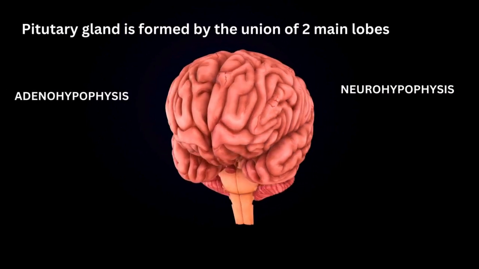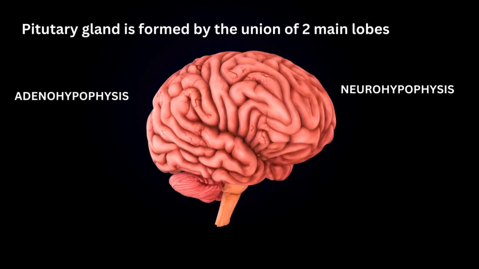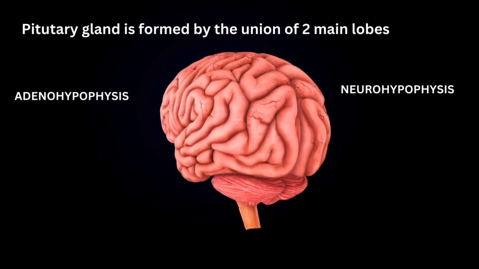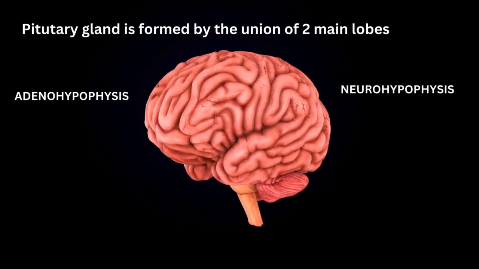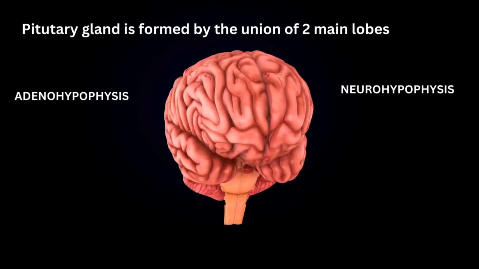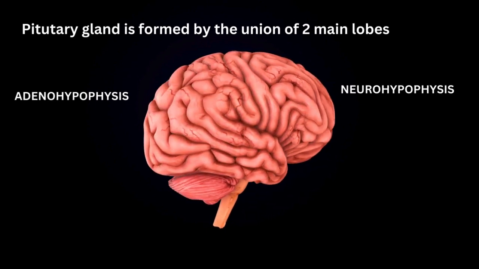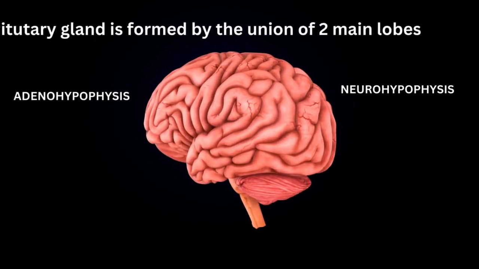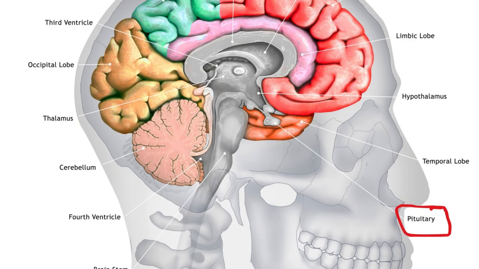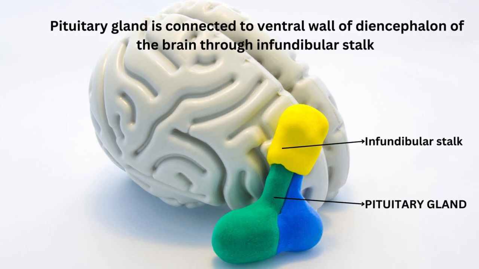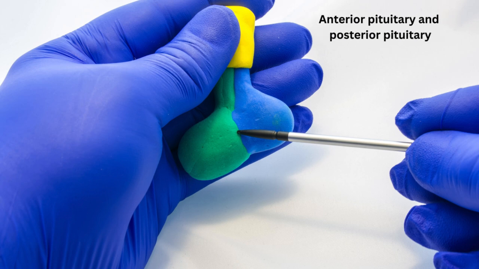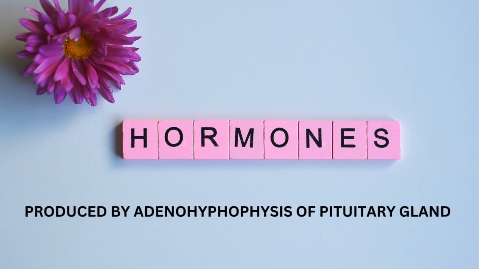As I told you, the pituitary gland is formed by the union of two main lobes called adenohypophysis and neurohypophysis. The adenohypophysis produces many important hormones, and the neurohypophysis also produces important hormones which maintain our homeostasis in the body. So let us discuss in detail the hormones produced by each part of your pituitary gland. This is how the pituitary gland looks. The infundibular stalk helps in maintaining the pituitary gland, and the anterior pituitary and the posterior pituitary are two separate things.